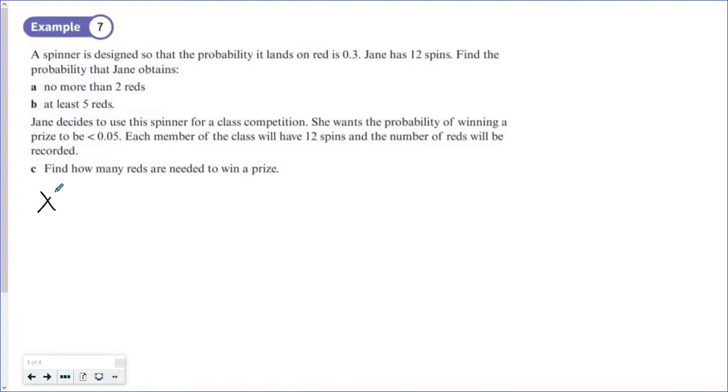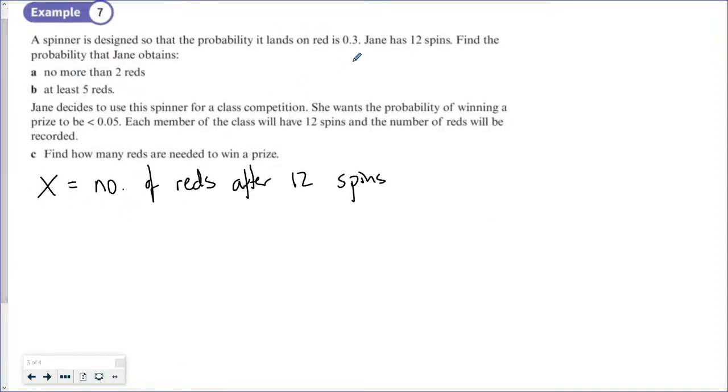So the first thing that we need to do in any of these questions is define a random variable. So here we're interested in the number of reds that we get when we spin the spinner 12 times. So let's write that down. Our random variable X is the number of reds after 12 spins.